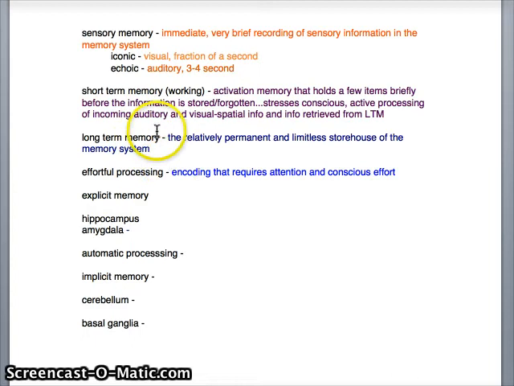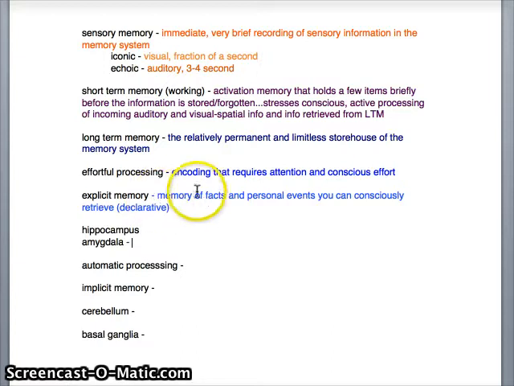One way to get information into that long-term memory is effortful processing. This requires attention and conscious effort. If you are studying for a test, you are using effortful processing. You are trying to pay attention to it. You are consciously making an effort to remember.